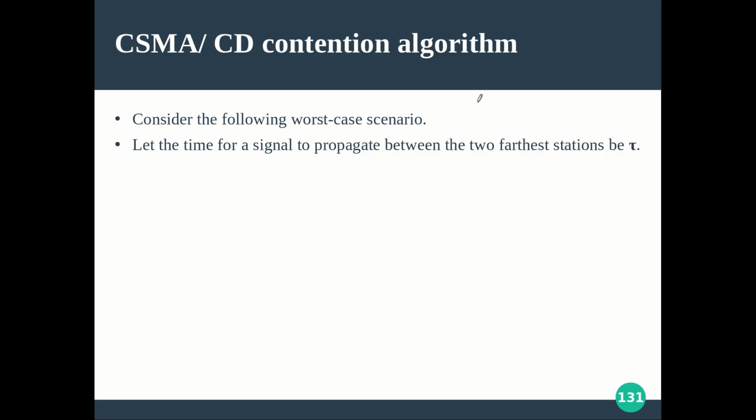So what we can see is, assume two farthest stations. For example, this is the common media, this is A and this is B, situated very far apart within that particular LAN. To identify the two farthest stations, the distance between them, let it be some tau.